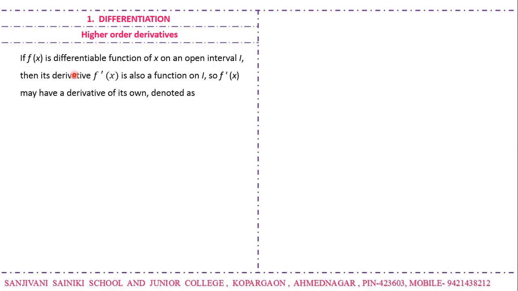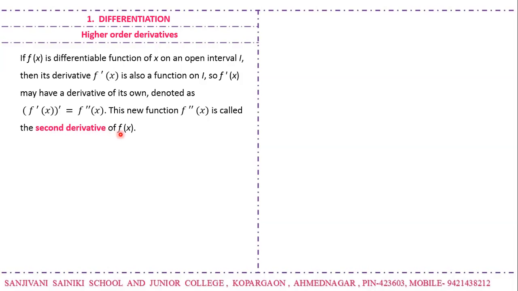Now if f of x is a differentiable function of x on an open interval I, then its derivative f dash of x is also a function on I. So f dash of x may have a derivative of its own, and we denote it as f double dash of x. This new function f double dash of x is called the second order derivative of f of x.